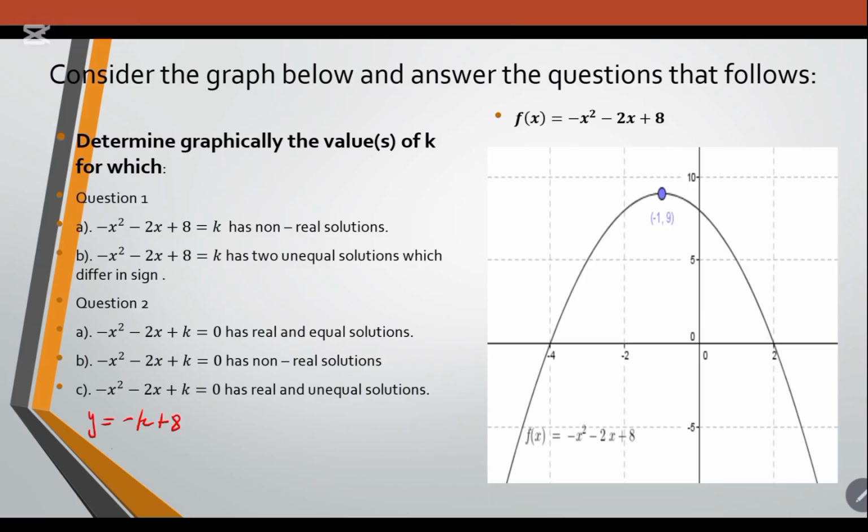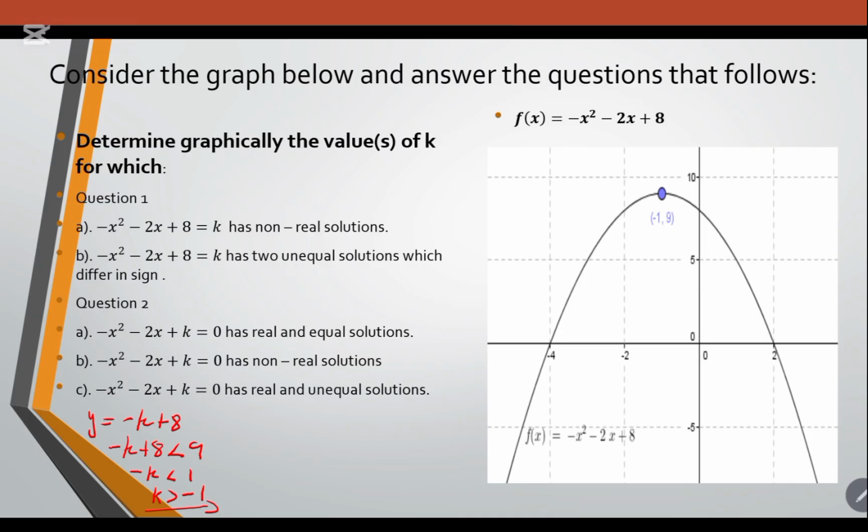So this will be negative k plus 8 is less than 9. Therefore, this is negative k is less than 1. Therefore, k is greater than negative 1. When k is a number bigger than negative 1, therefore, this equation will have unequal solutions. There will be real but unequal solutions.